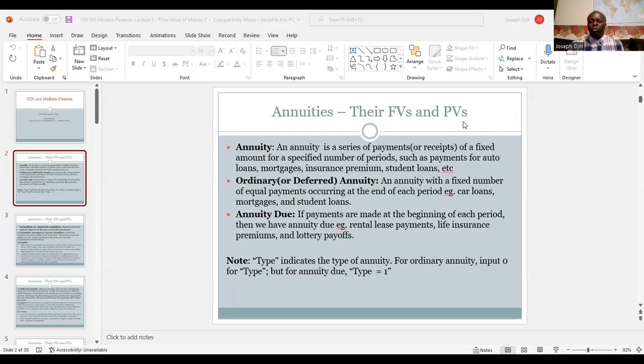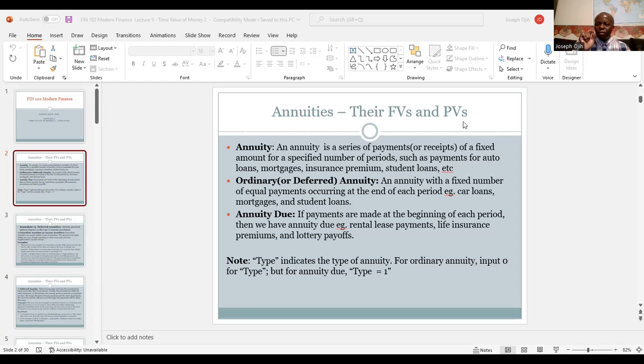Now, what is an annuity? Well, a simple way to explain it is that it is a series of payments or receipts. It can be payments or receipts of a fixed amount for a specified period, such as payments for your car loan. So for the company that receives your car loan payments, it is an annuity for them, and it is a receipt. Mortgages, insurance premiums, student loans, all these things are annuities. Even 401k payments and retirement payments are all annuities.